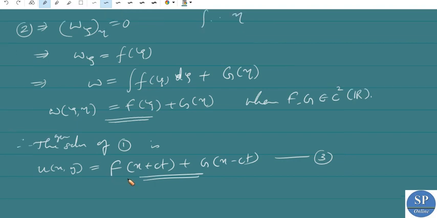In other words, if u is a solution of the one-dimensional wave equation, then there exist two arbitrary continuously differentiable real functions f and g, such that this equation holds. Conversely, any two arbitrary functions f and g belonging to C2, that is, continuously differentiable on R, define a solution of the wave equation by this formula.